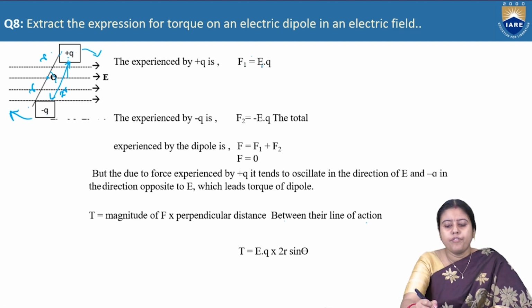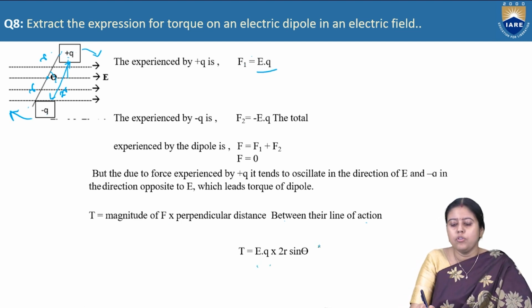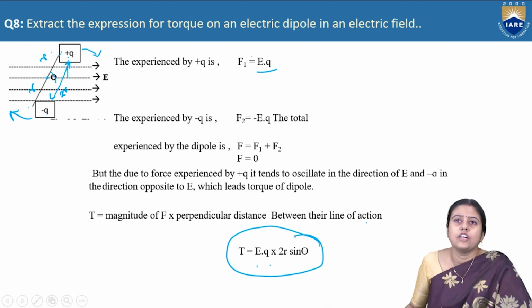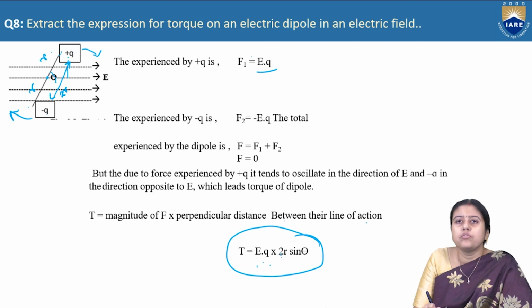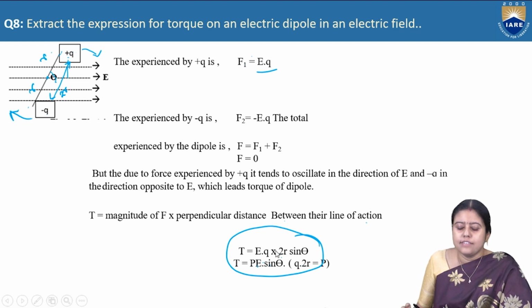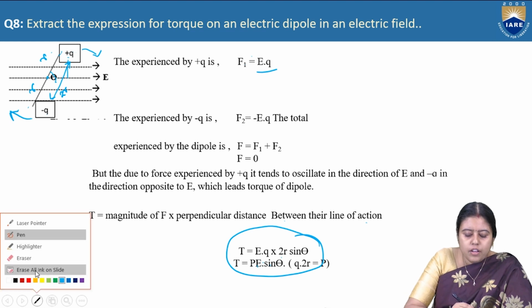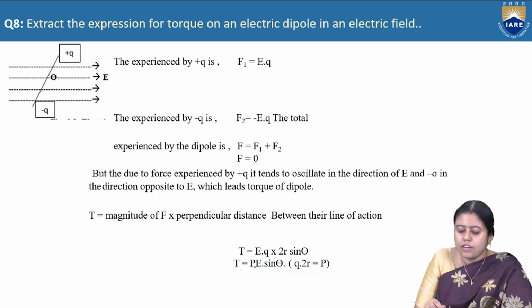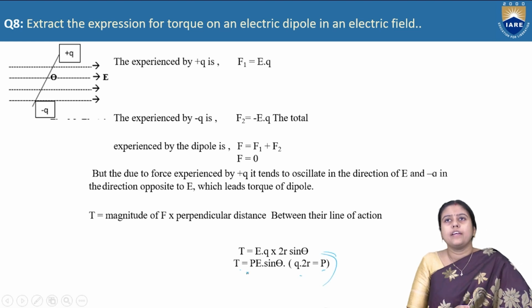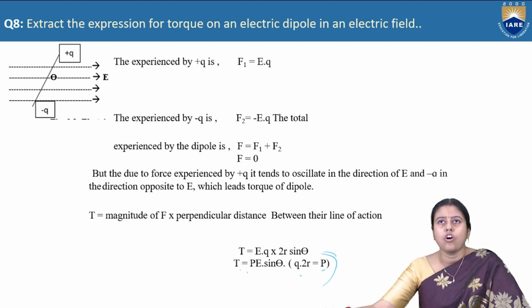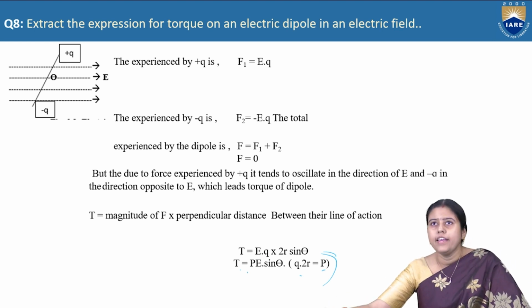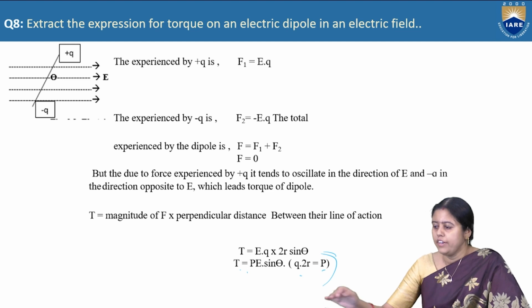So magnitude of the torque is E into q into 2r sin theta, 2Eqr sin theta. So again q into 2r is nothing but the dipole moment. So tau is equal to q into 2r times E sin theta, which is p E sin theta. So this is the torque of an electric dipole in an electric field.